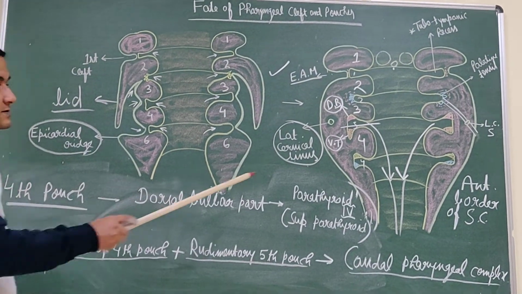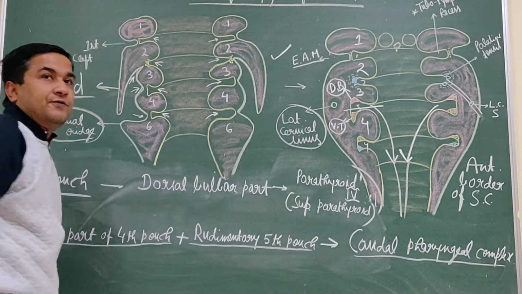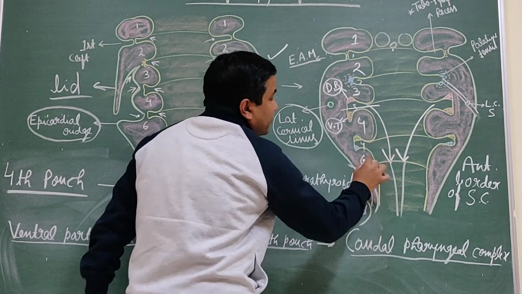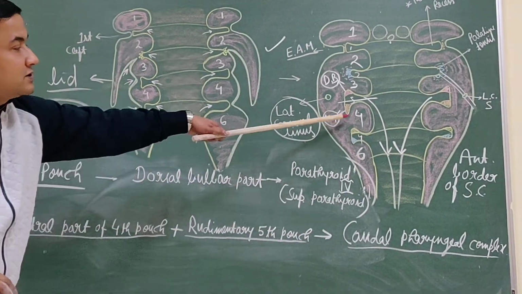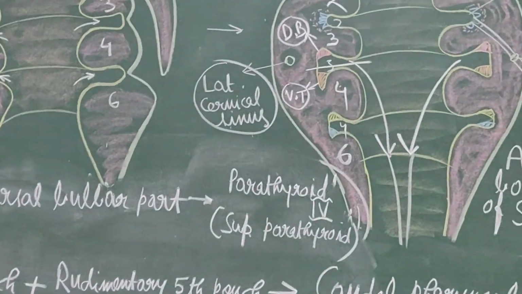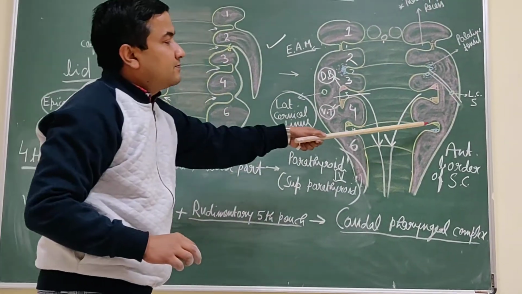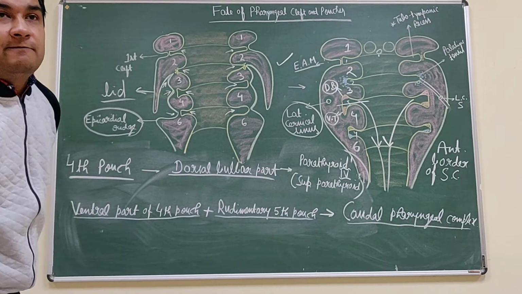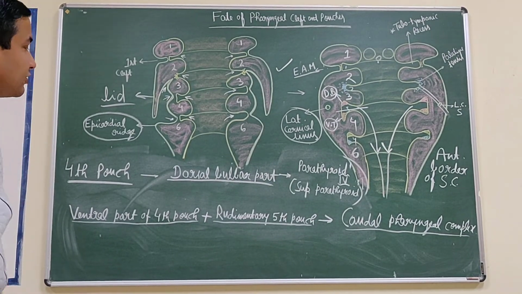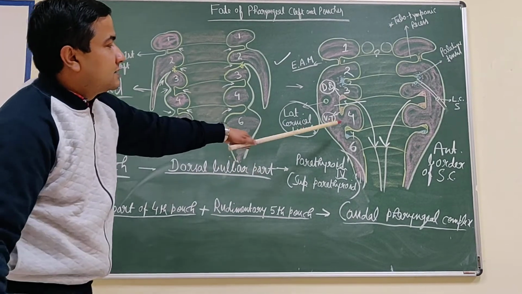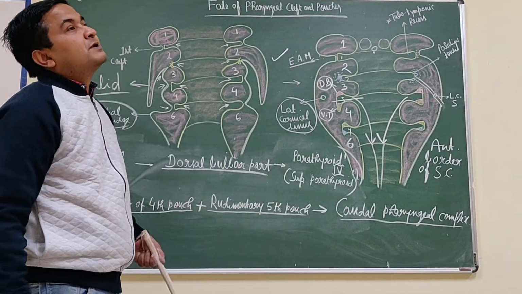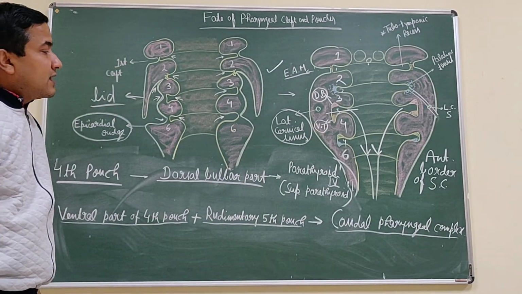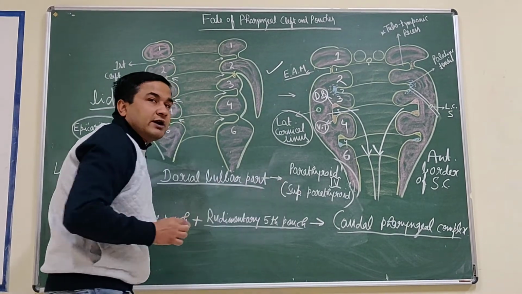Now the fourth pouch. Here is the fourth pouch. The fourth pouch is present between the fourth and the sixth arch. It is also present on both sides. It has, same like the third pouch, dorsal bulbar and ventral tubular parts. Now this dorsal bulbar part of the fourth pouch, its epithelium proliferates, invaginates into the surrounding mesenchyme, and in the future it forms the parathyroid gland.